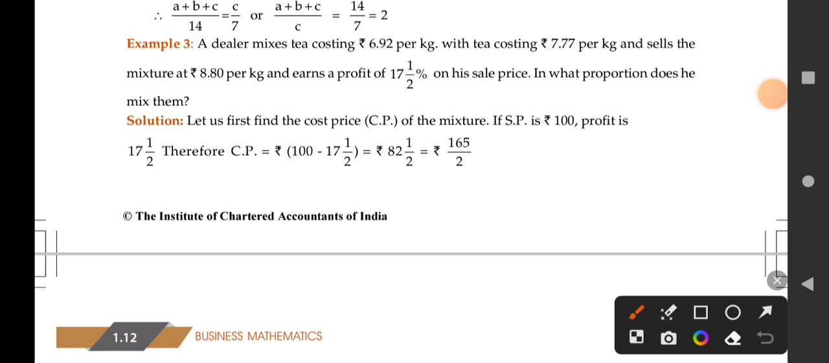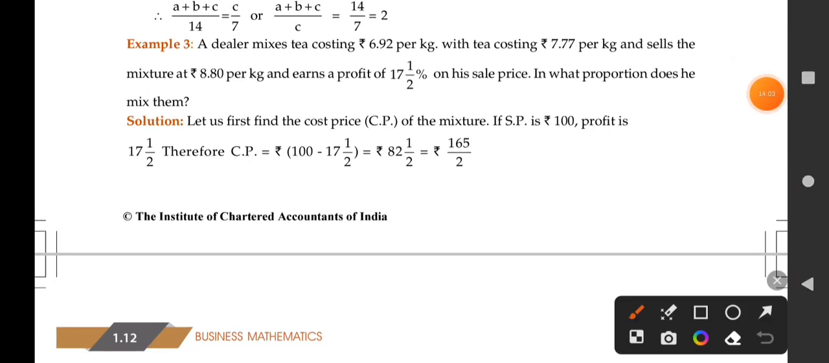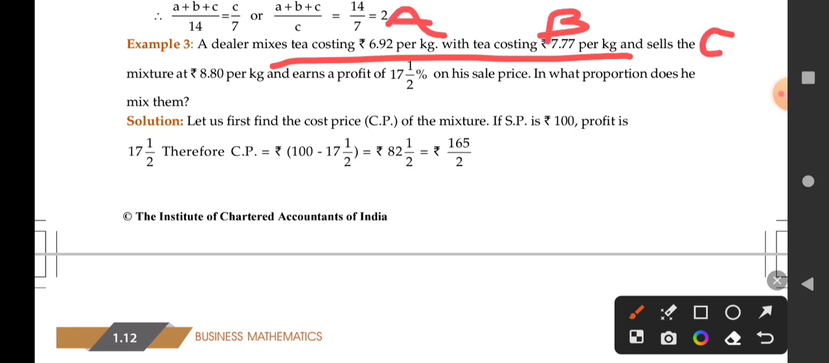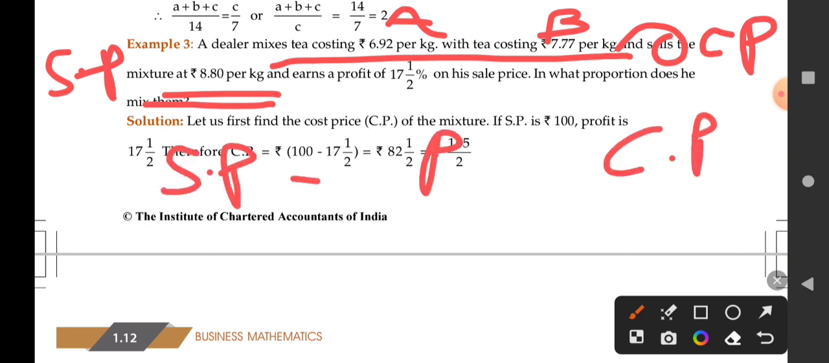Important example, example 3. A dealer mixes tea costing 6.92. So this is cost price. Okay, you have to remember that there are two types of teas the dealer is mixing, type A and type B. Okay, and these are cost prices. The mixture sells at 8.8, so this is selling price. So you have to find out the mixture's cost price. So selling price, profit and cost price. If you subtract profit from selling price, you get cost price.